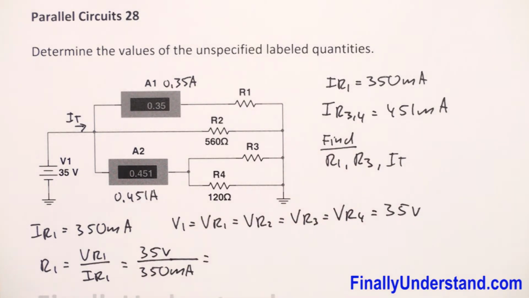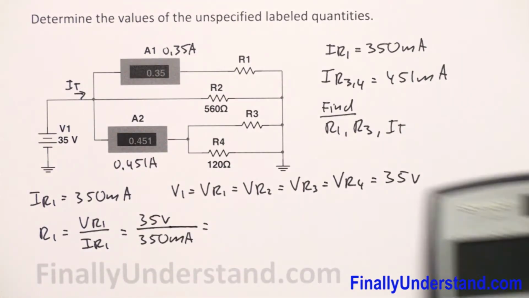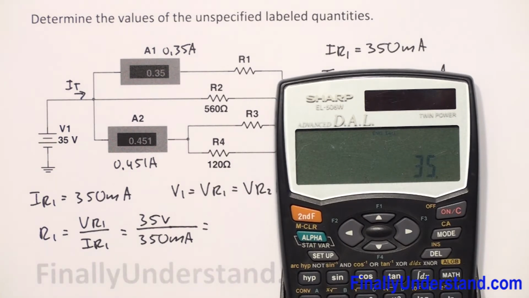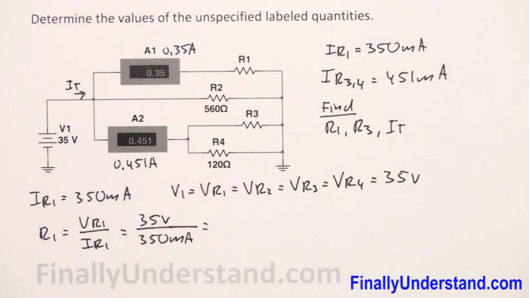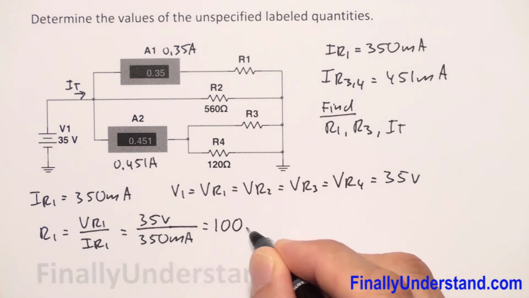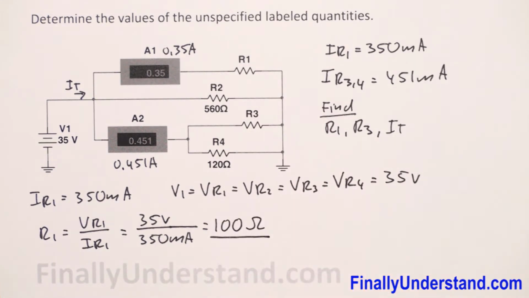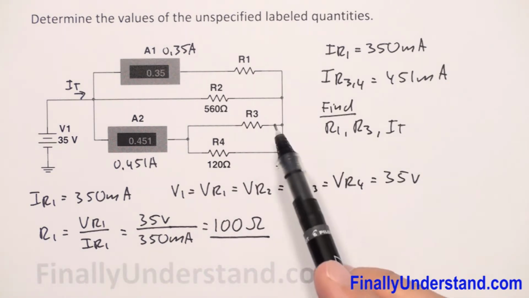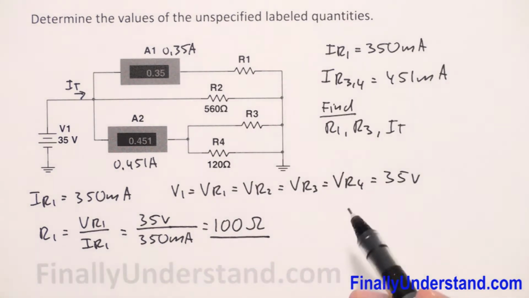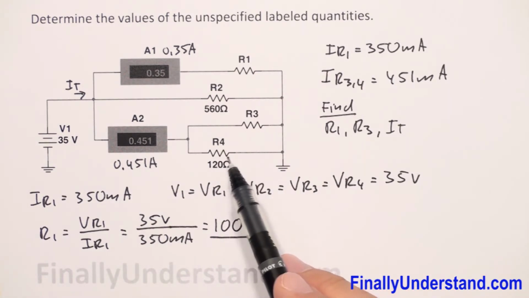We'll use the calculator just to practice. We have 35 divided by 350 exponent negative 3. This is equal to 100 ohms. So I found the resistance R1. Next, I'm supposed to find the resistance R3. In order to do so, I would first find the current which goes through resistor R4.